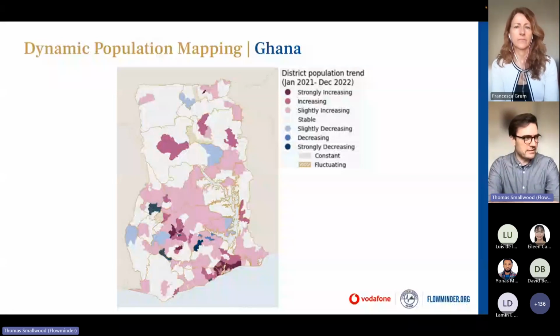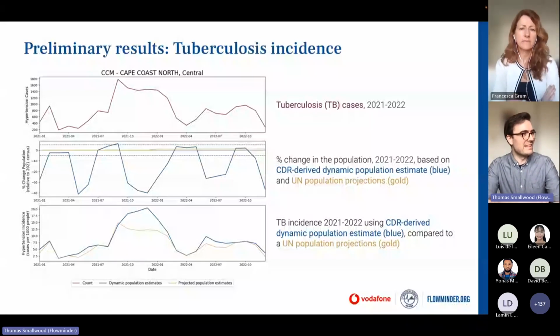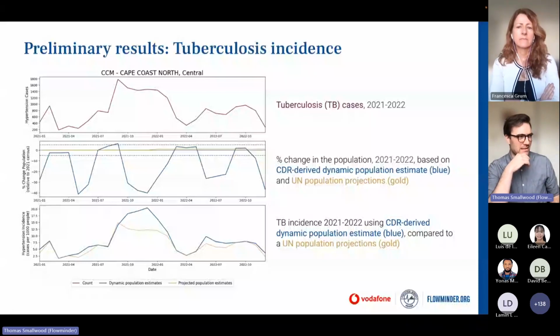So taking a look at some of the results that we found, zooming in on specific districts, here we have an example of calculating tuberculosis incidence in Cape Coast North in the central region. And in the top half of the figure, we have the, sorry, this is hypertension actually, rather than tuberculosis. That's my mistake. We can see that hypertension cases go up and down over time in this area. There's a particular peak towards the end of 2021 and into the start of 2022. In the second part of this figure, we can see that the population in this area changes quite substantially over time. We see large fluctuations with the population decreasing and increasing when we use CGR data to calculate these more dynamic population estimates, compared to using simply a UN population projection, which predicts only a small increase over time.